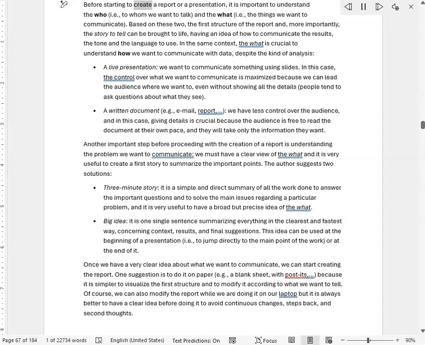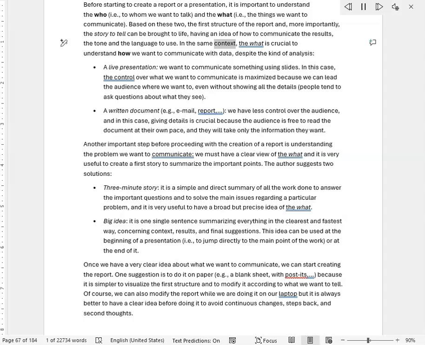Before starting to create a report or a presentation, it is important to understand the who, i.e., to whom we want to talk, and the what, i.e., the things we want to communicate. Based on these two, the first structure of the report and, more importantly, the story to tell can be brought to life, having an idea of how to communicate the results, the tone, and the language to use.